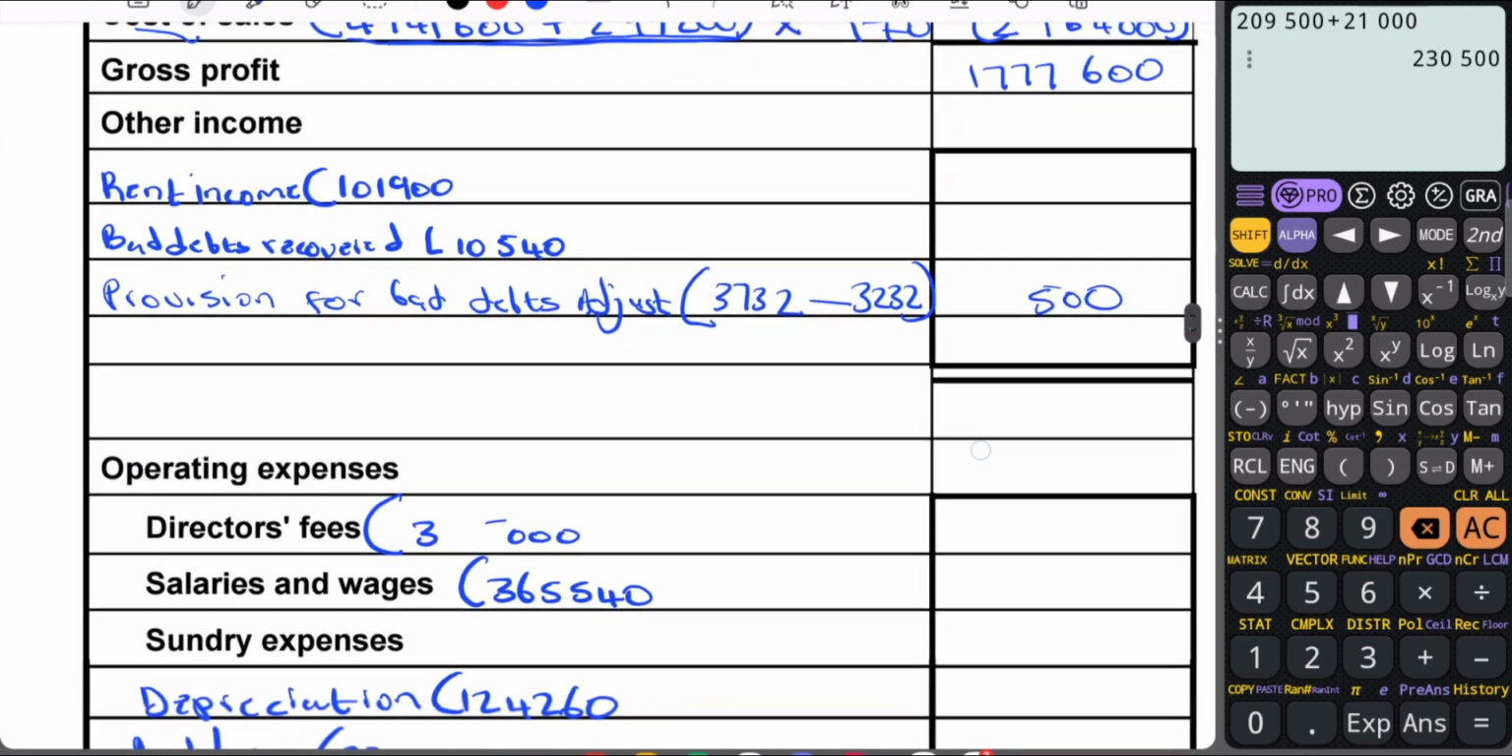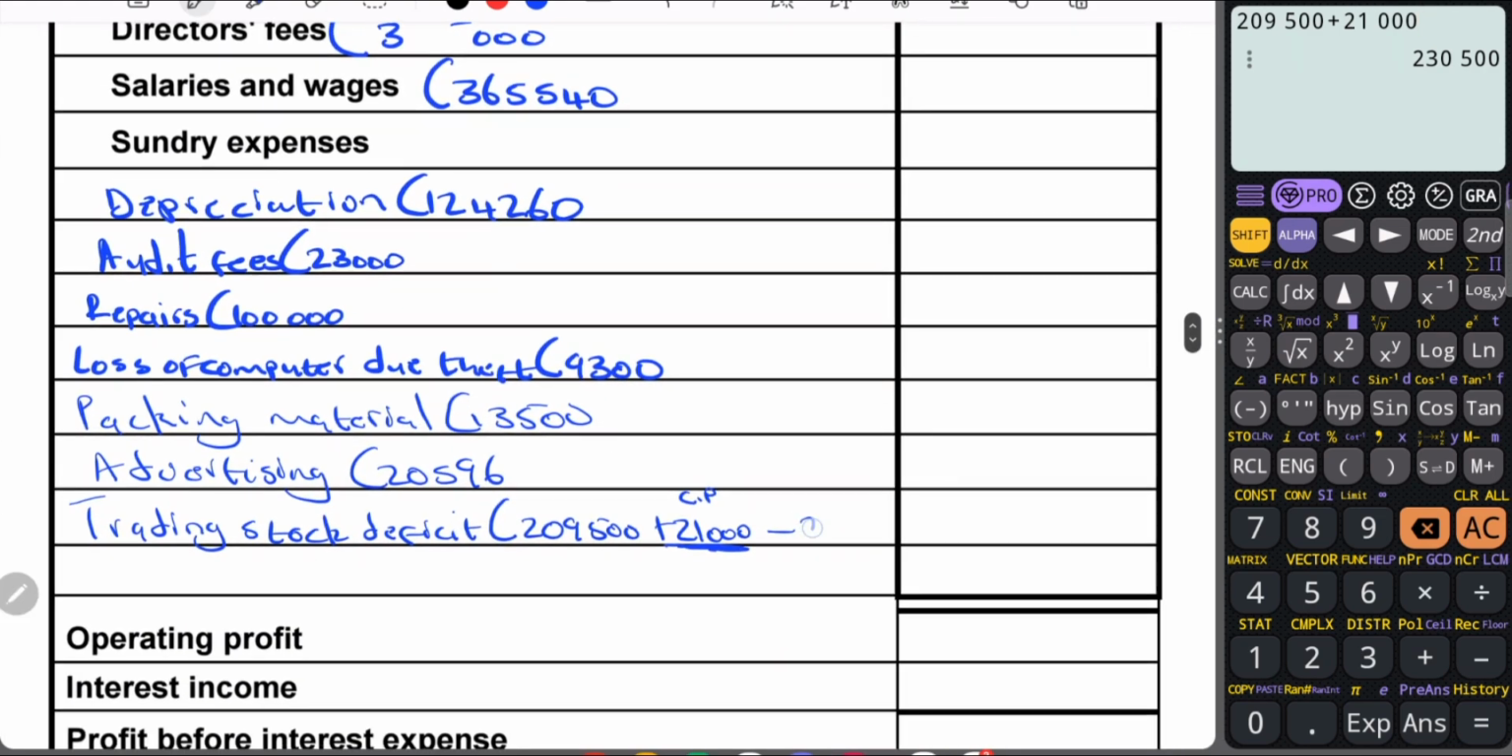225,500 now, minus 225,500. Then we are having 225,500. Then our trading stock deficit is 5,000. I hope you understand this one. It's very important for you to understand this one.